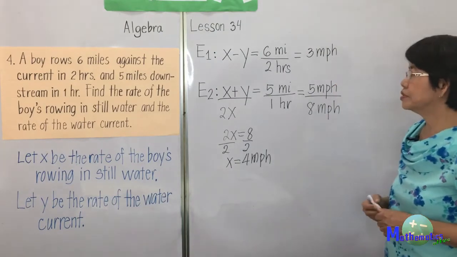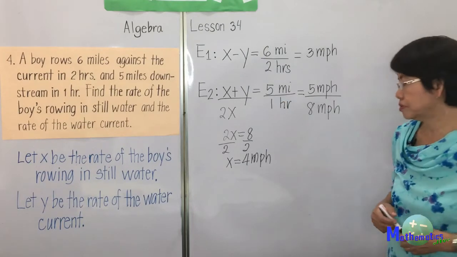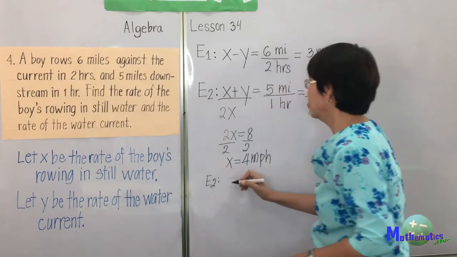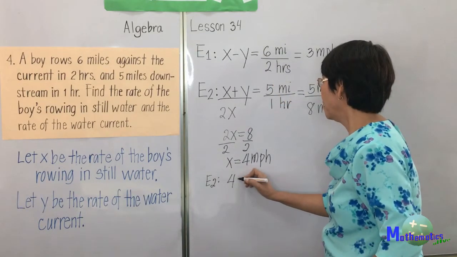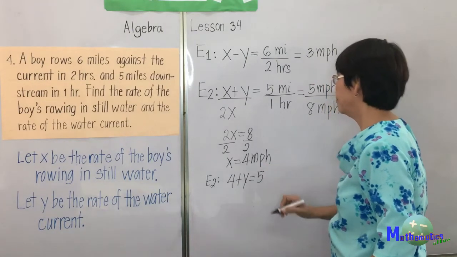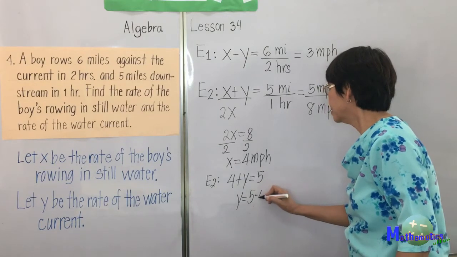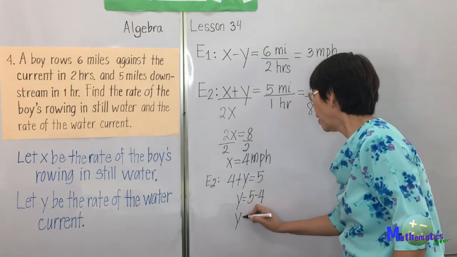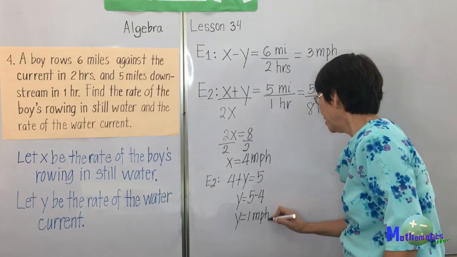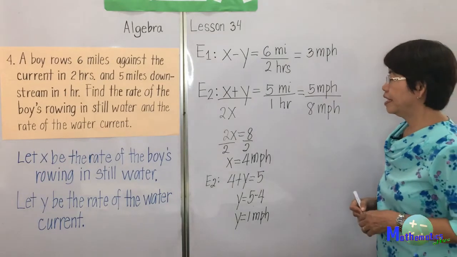And we substitute x is equal to 4 in equation 2. Equation 2, we have 4 plus y is equal to 5. So y is equal to 5 minus 4, or y is equal to 1 mph, 1 mile per hour.